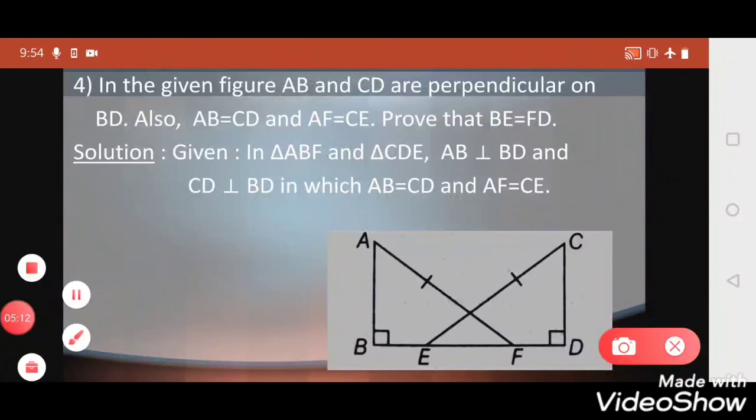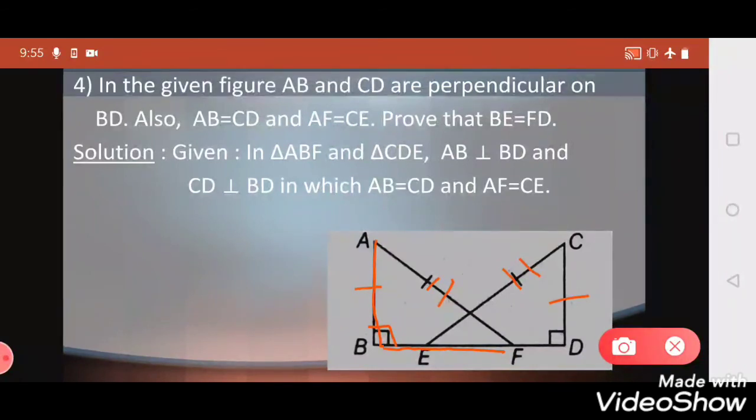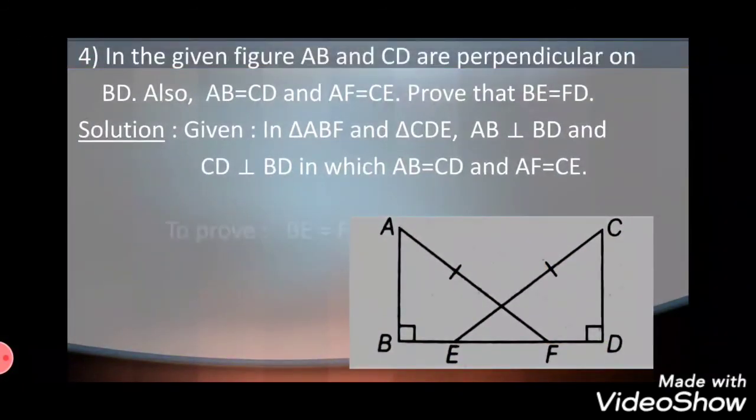Let's see. This is already given, AB equal to CD. Then AF, this is our AF equal to CE. This is also given. Further, it is given that AB is perpendicular to BD, so you will get angle B as 90 degrees. Similarly, CD is perpendicular to BD, so you will get angle D also 90 degrees. We have to prove BE equal to FD.